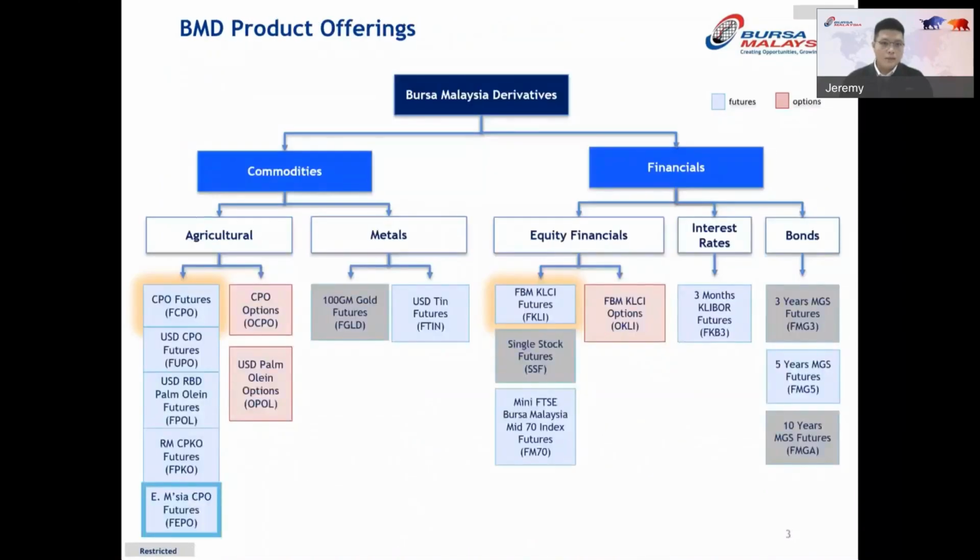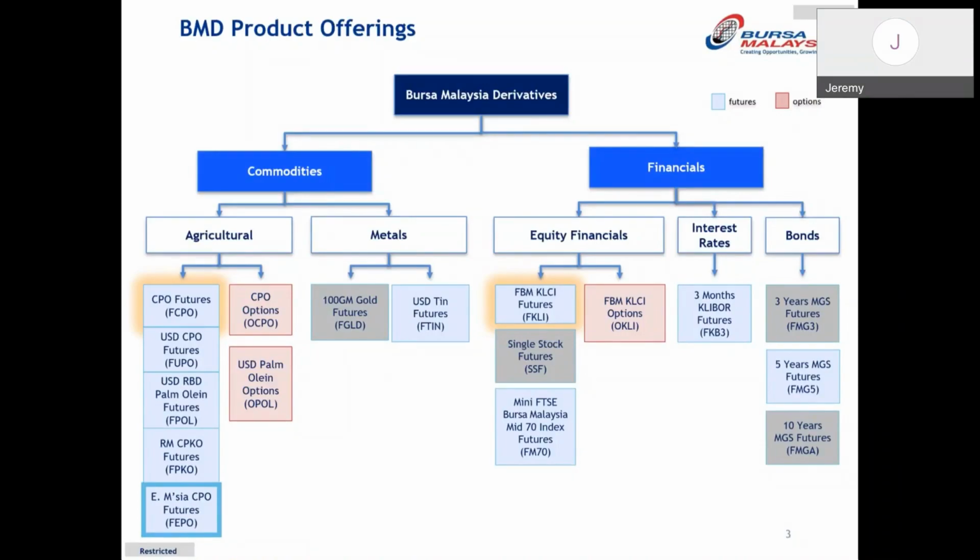So this is just a quick snapshot of the BMD. What are we offering? As you can see on the screen, CPO and FKLI are our star products. And on the 4th of October, we also launched a new contract, which is today's main agenda, what we call East Malaysian CPO futures, short form FEPO.